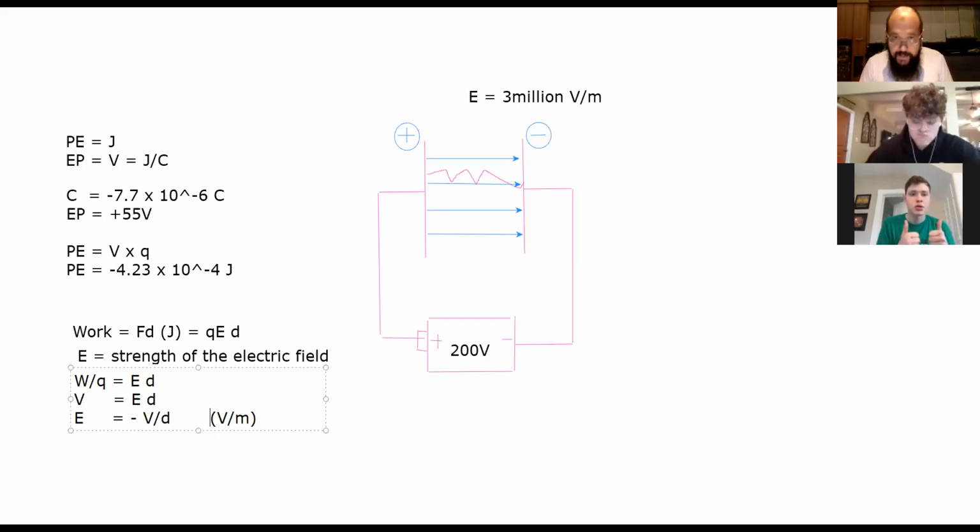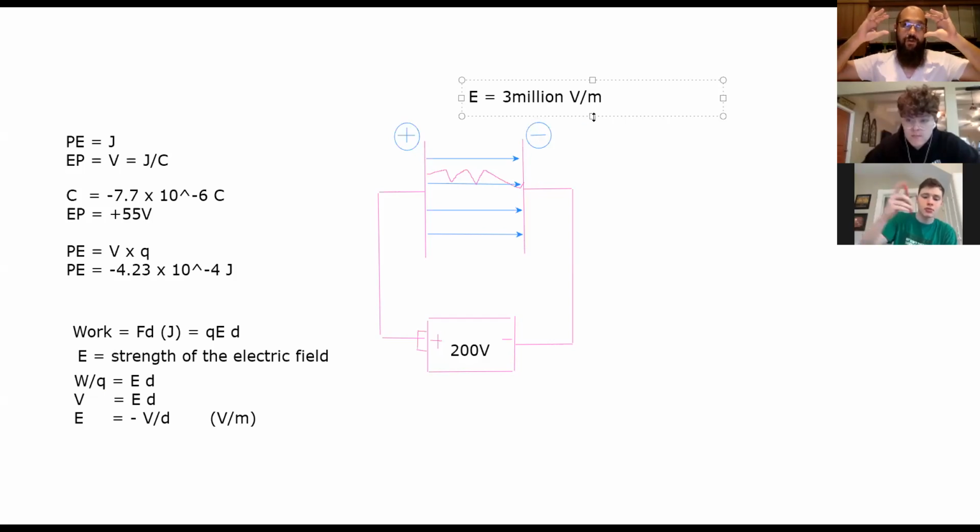So that's what they're giving you here. They're giving you the strength of this field. This field, if it gets to 3 million volts for every meter, your air will then turn into a conductive plasma. I'm sorry that I muddled through that quite poorly. Did that make sense?